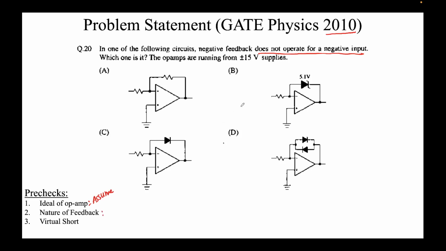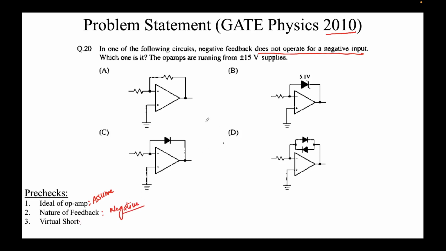Second is the nature of feedback. The question itself says that all four op amps have negative feedback, and you can see the output terminal is connected to the inverting terminal in all four cases. So the nature of feedback is negative feedback, and negative feedback is usually a stable feedback.